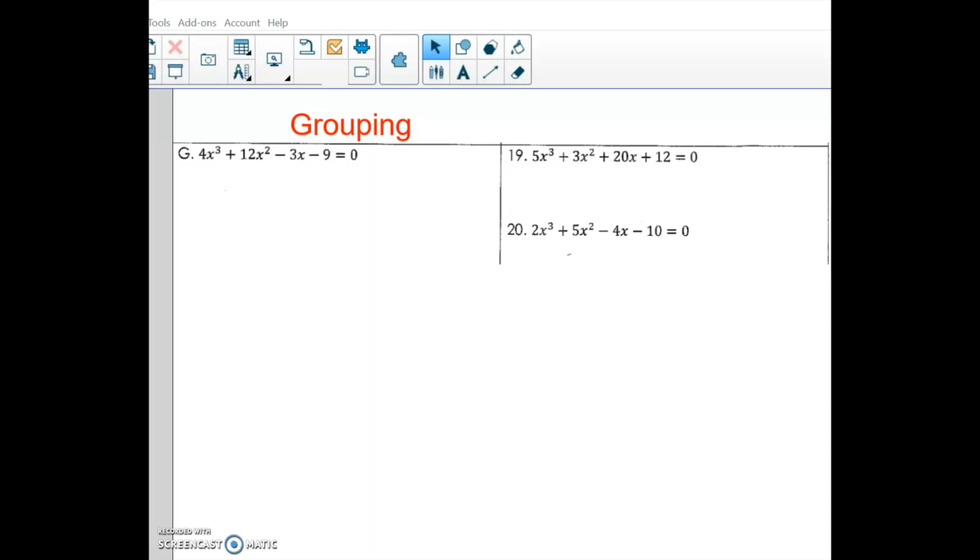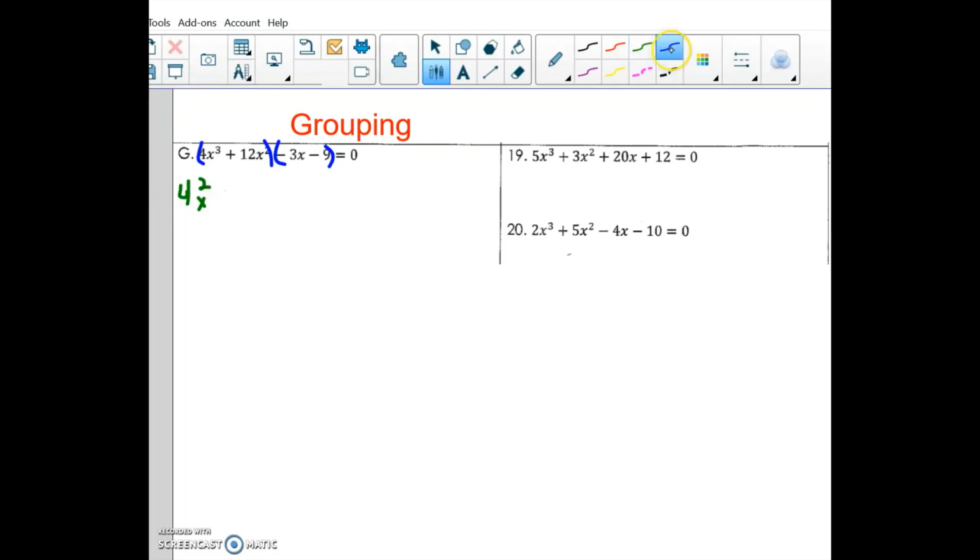Final example is going to be a factor by grouping. So we take parentheses, we put them around our first and second sets of numbers. We pull out a greatest common factor, 4x squared. That leaves me with x plus 3. The second GCF is negative 3, followed by x plus 3.